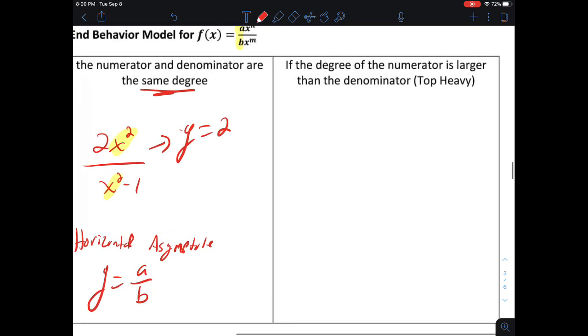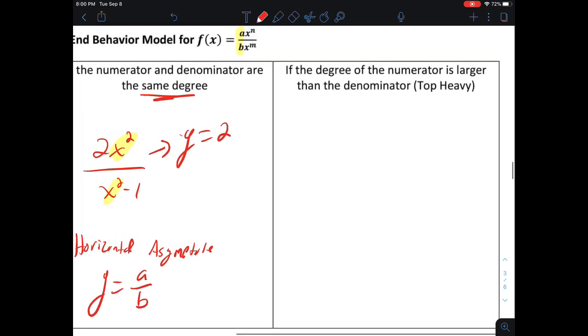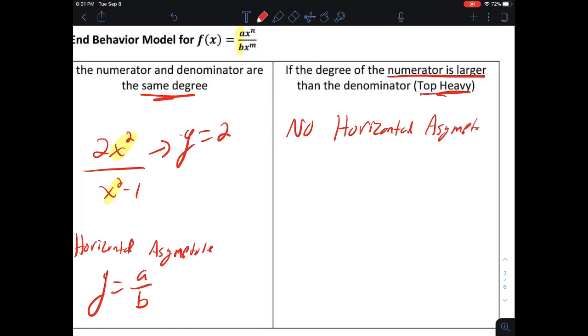And lastly, the last case scenario would be if the degree of the numerator is larger than the denominator. We call this being top heavy, and there is no horizontal asymptote if this happens. And so if we want to get the end behavior, we'd actually have to do long division. So we'll do long division for end behavior asymptote.